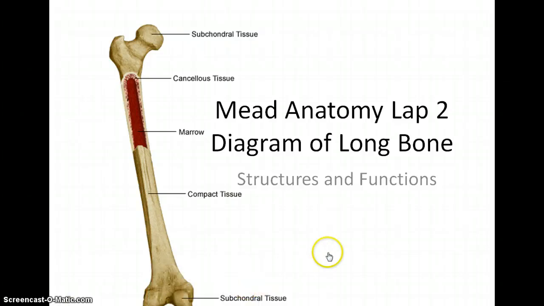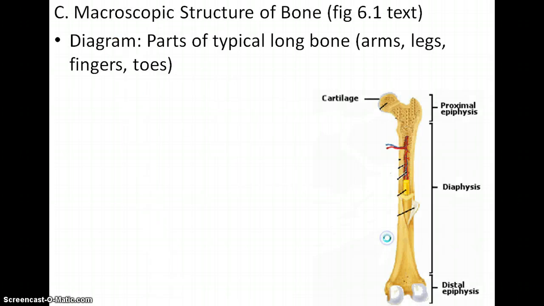Today we'll be looking at the anatomy and physiology of a long bone. As we go through the structures and functions, you should be filling in your diagram. This is basically known as the macroscopic structure of the bone because we are looking at the entire bone together. Later on, we will look at the microscopic structure of the bone separately.